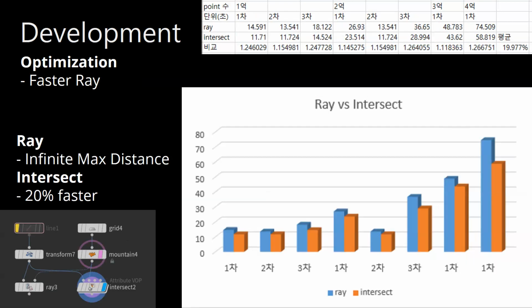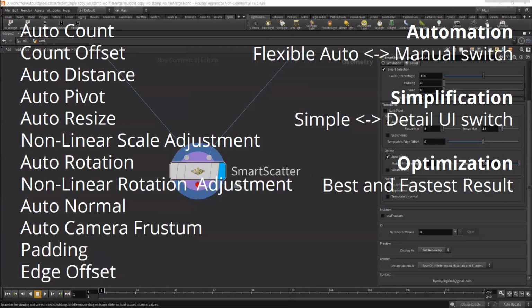I customized the ray setup so it's up to 20% faster than the default ray. In this subset, the scatter process is automated. It provides detailed functions when modifying them manually. And the same functions have been selected to produce the most accurate and optimized results.